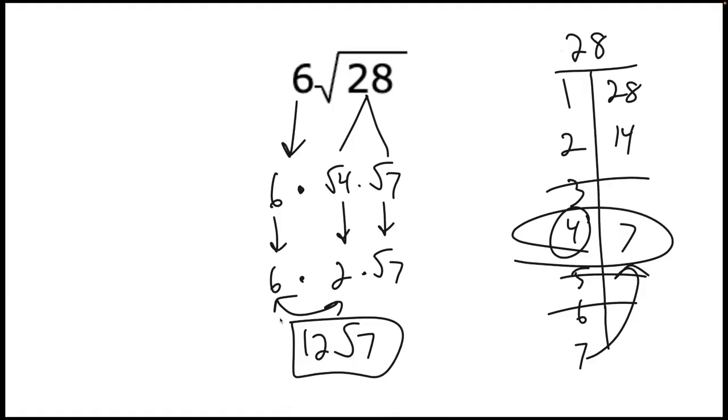Short way of saying that is the perfect square is just going to get multiplied, right? This perfect square right here just gets multiplied by the number on the outside.